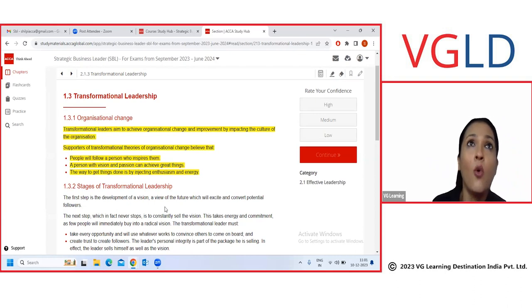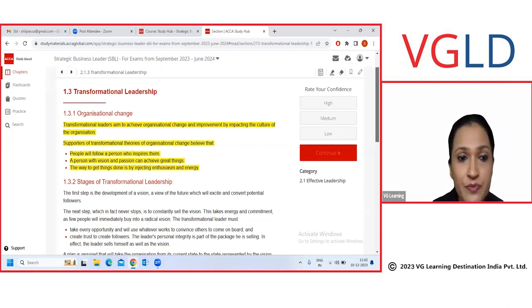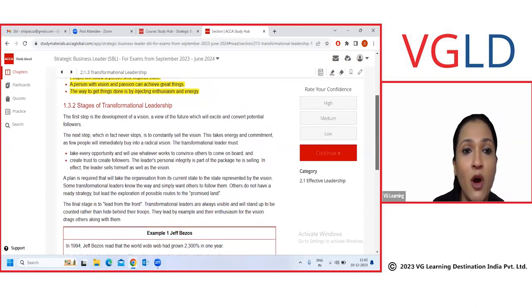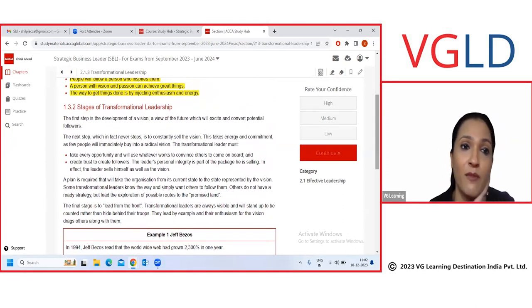It's certainly someone who has the vision as well as the passion to achieve something within a stipulated time frame. I want to do this in the next 2 years, and I have that drive and passion in me to drive that change. The way to get things done is by injecting enthusiasm as well as energy throughout the organization. So how do you reckon you are going to get that transformational leadership done? What are you going to do?